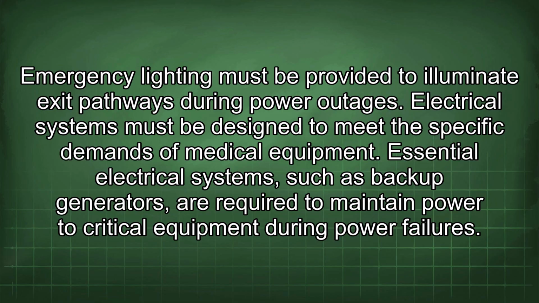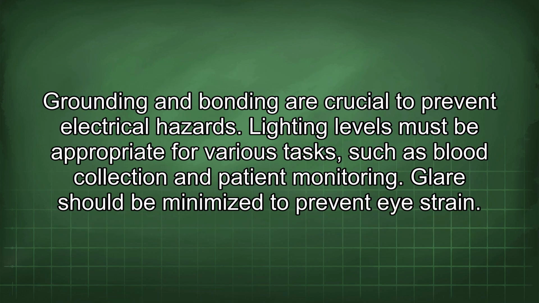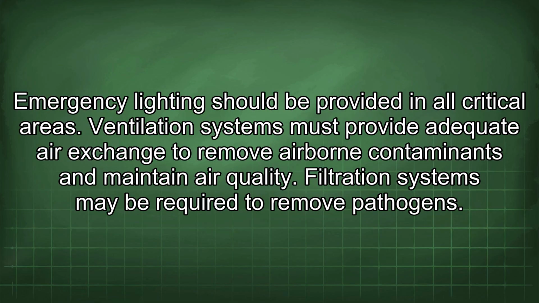Emergency lighting must be provided to illuminate exit pathways during power outages. Electrical systems must be designed to meet the specific demands of medical equipment. Essential electrical systems, such as backup generators, are required to maintain power to critical equipment during power failures. Grounding and bonding are crucial to prevent electrical hazards. Lighting levels must be appropriate for various tasks, such as blood collection and patient monitoring. Glare should be minimized to prevent eye strain. Emergency lighting should be provided in all critical areas.